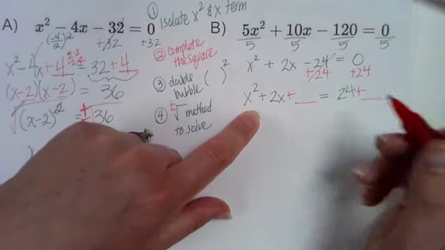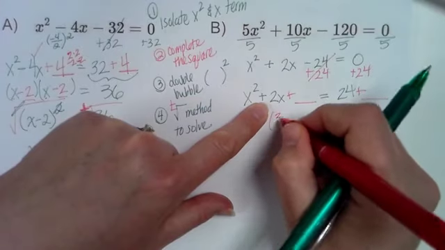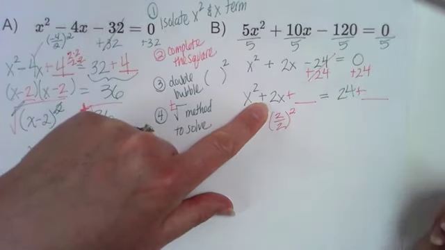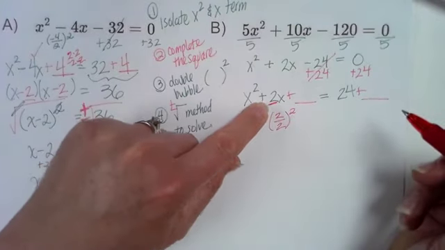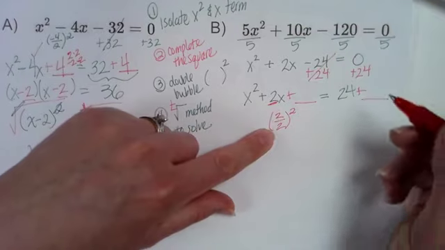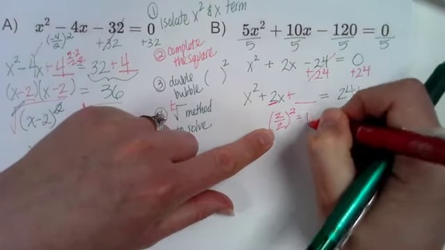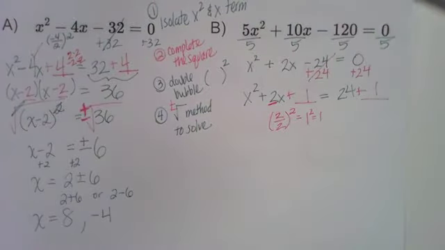I meant the divide. 2 divided by 2 squared. This middle, that coefficient on x divided by 2, half of it. 2 divided by 2 is 1. 1 squared equals 1. So we're going to add 1 to both blank spaces, to both sides.